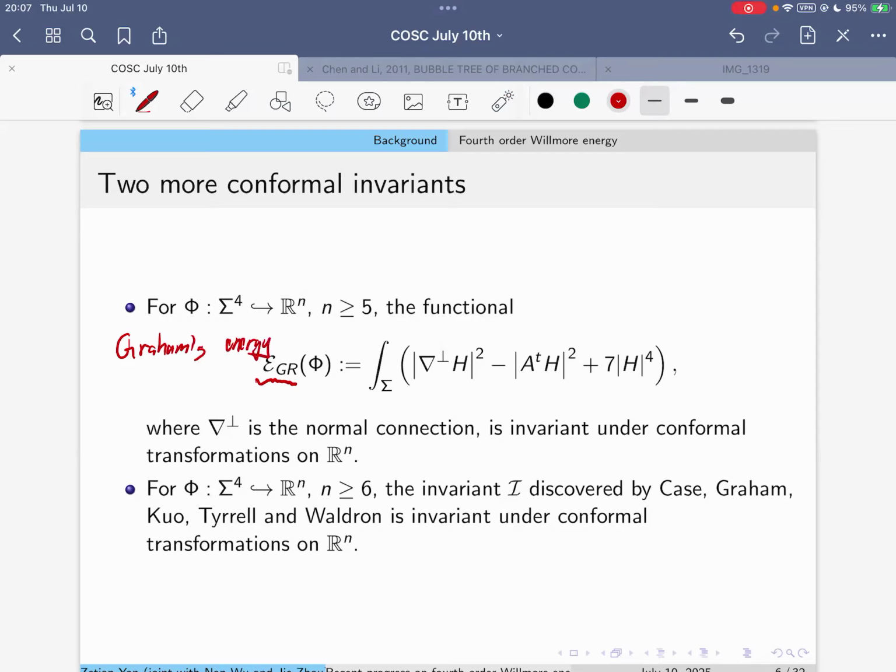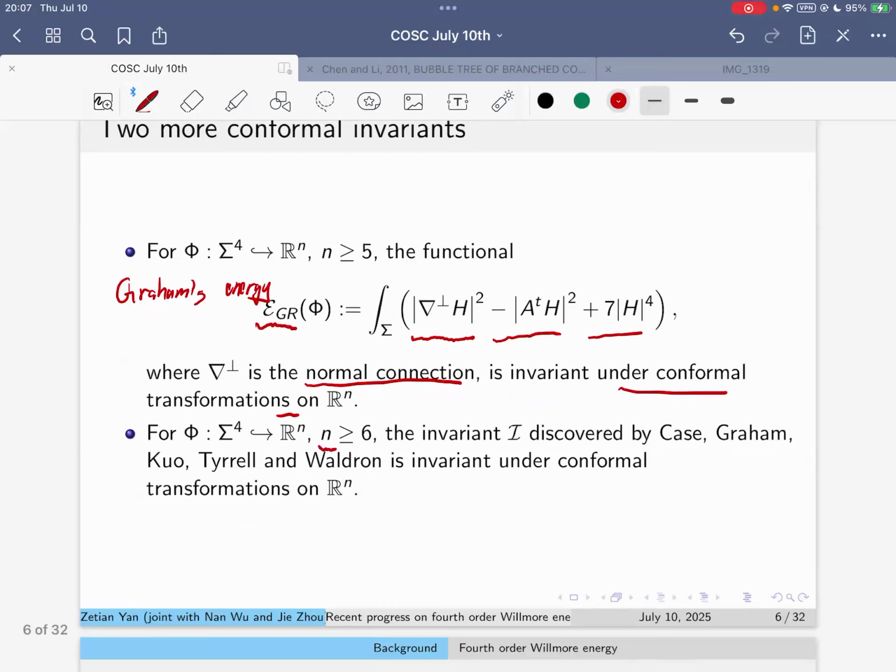So it's an integral of the leading term in this functional, exactly the gradient L2 norm of curvature. And here, this is the normal connection. And of course, we need some lower order terms because their linear combination is invariant under conformal transformations. And later, I will briefly introduce the discovery of this functional.